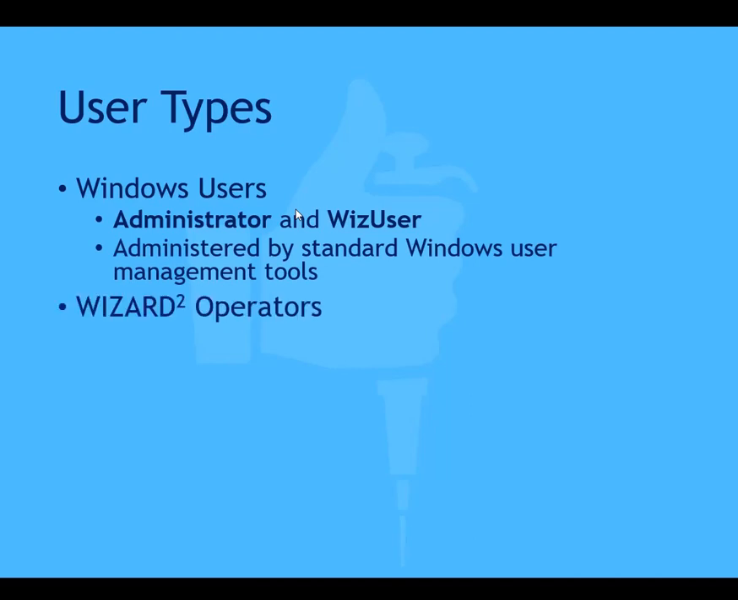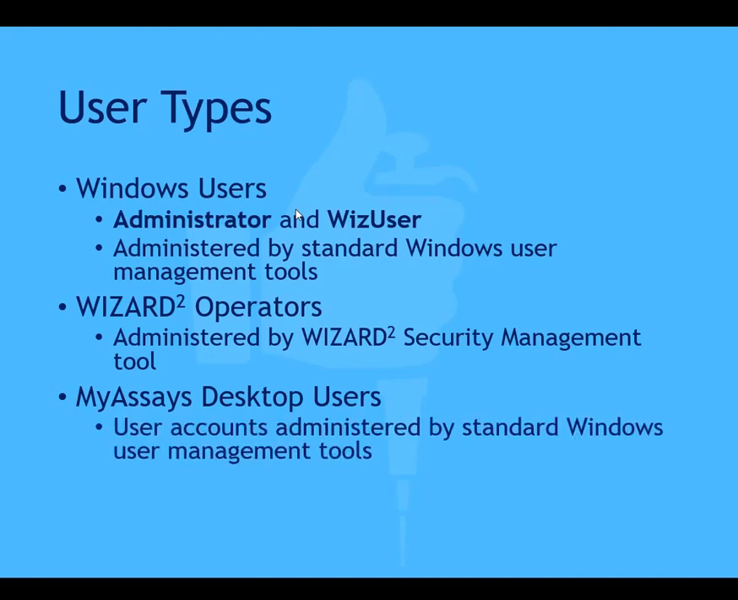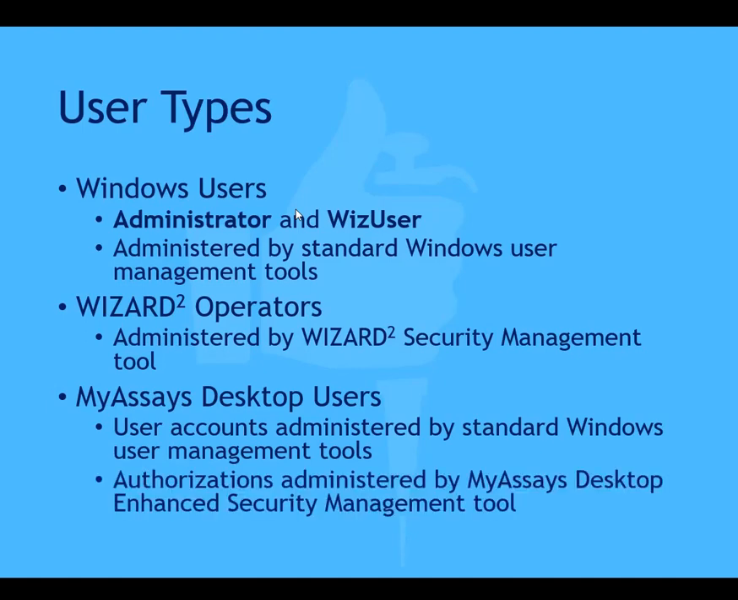The second type of users are WIZARD2 operators. These are the users that can work with the WIZARD2 counter itself. These are administered separately by the WIZARD2 security management tool. The third user type is MyAssays Desktop users. These are users that are able to use the MyAssays Desktop system. These user accounts are administered by the standard Windows user management tools. Also, authorizations are administered by the MyAssays Desktop Enhanced Security Management tool.